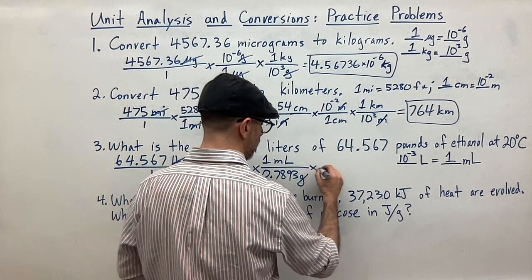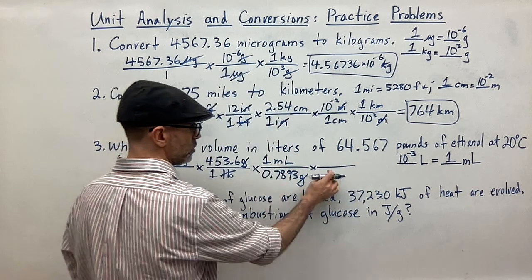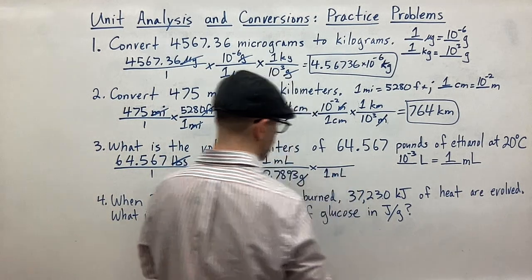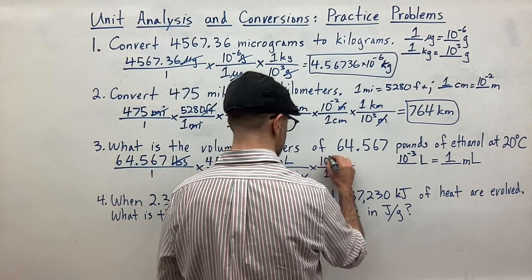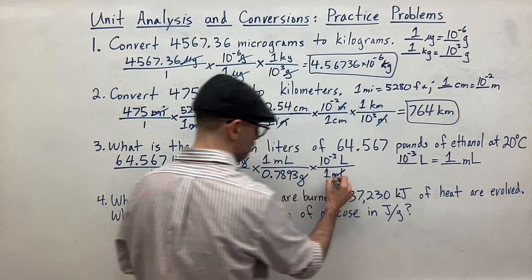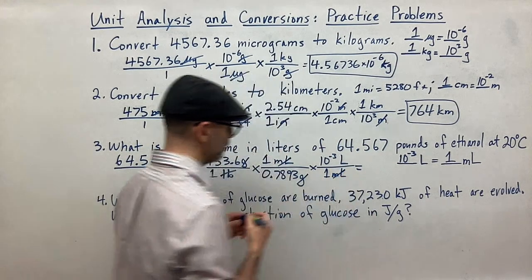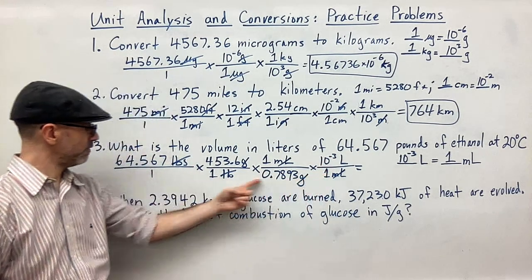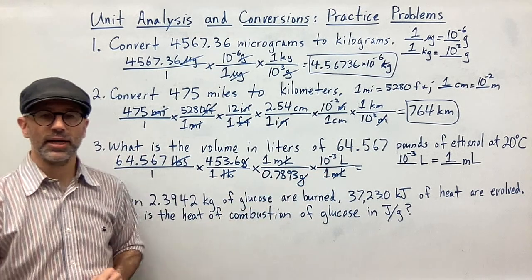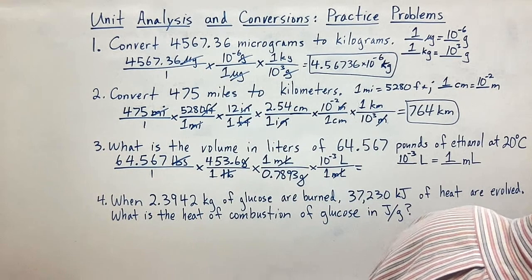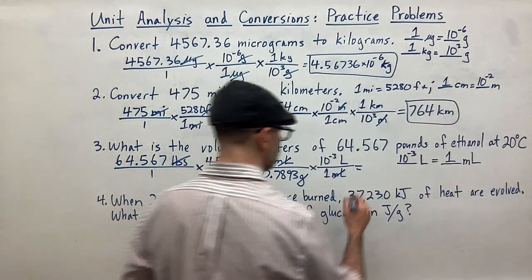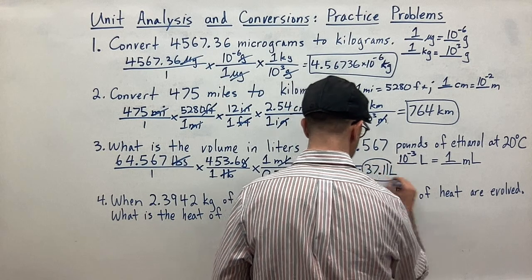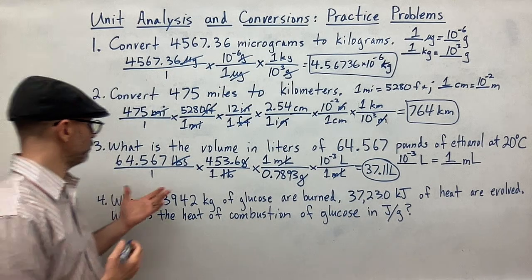So I can set that up. Milliliters goes on the bottom since I have milliliters on top. So this is 1 milliliter on the bottom and 10 to the negative third liters on top. Milliliters cancels out. Now I'm done. I have my liters. So now all I have to do is multiply across the top and divide by whatever's on the bottom. And when I do that, I get 37.11 liters.